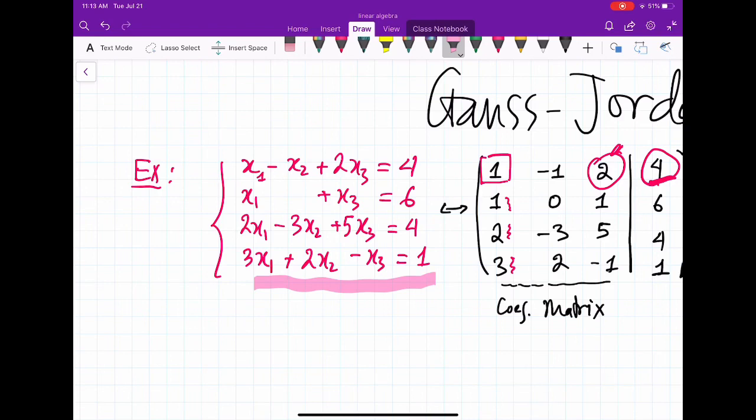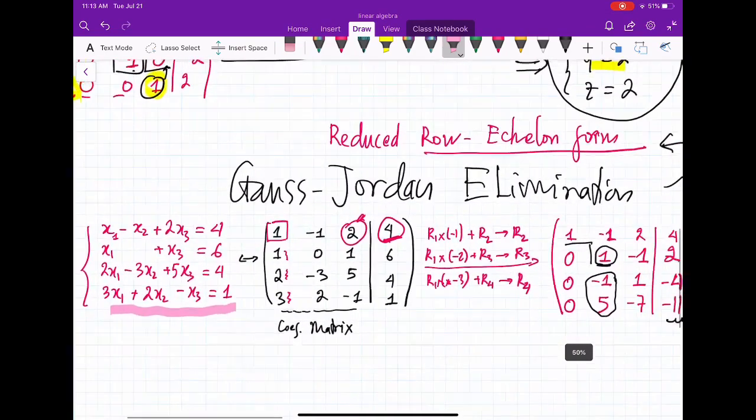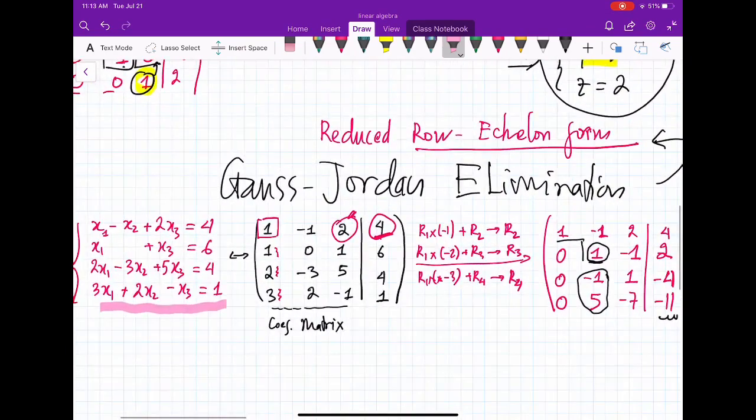Don't forget that. We need to get the row echelon form, or sometimes at least we need to know the row echelon form, right? And if you want to solve that to the end, and if the system has a solution, then you need to get the reduced row echelon form. Okay, and only in that way you can see the solution of your system.